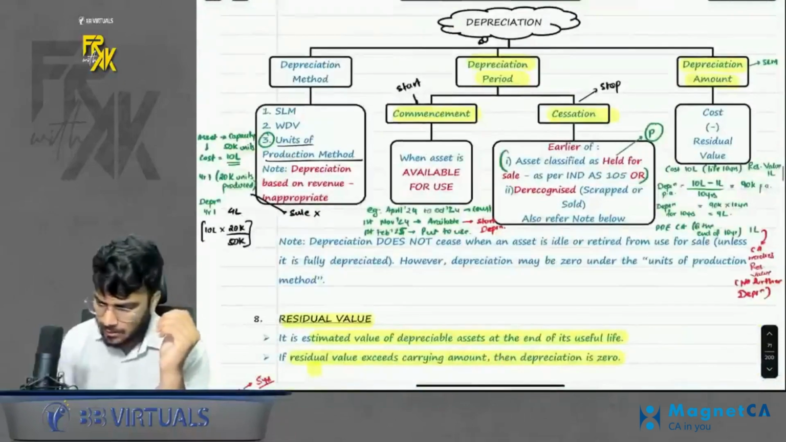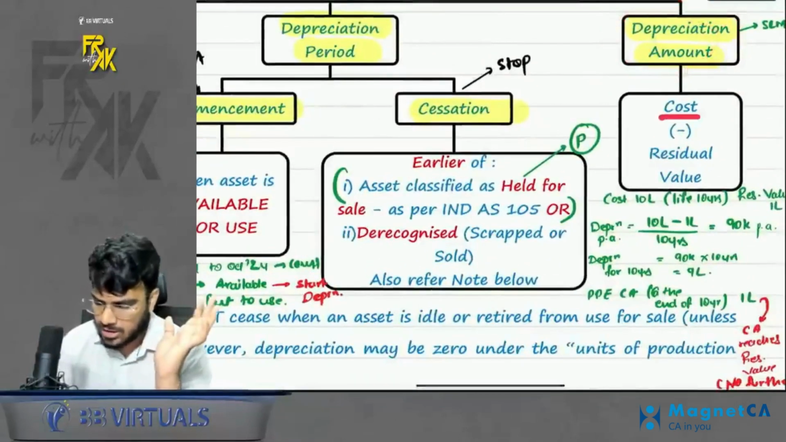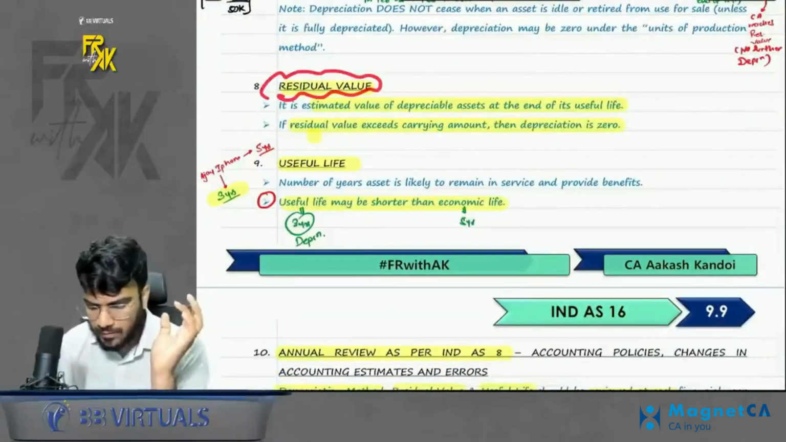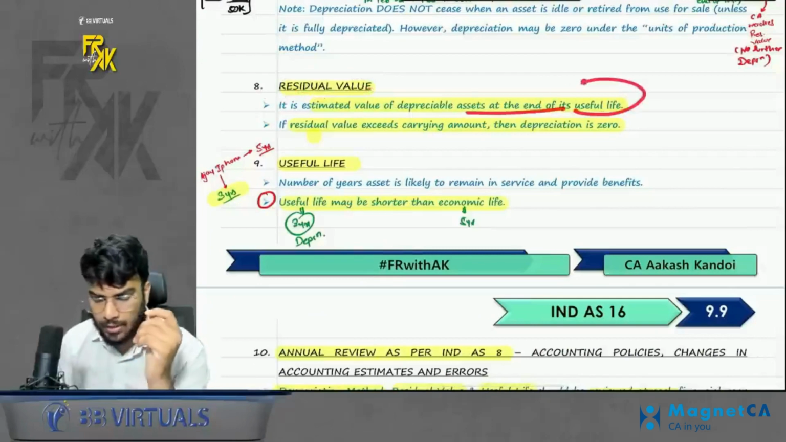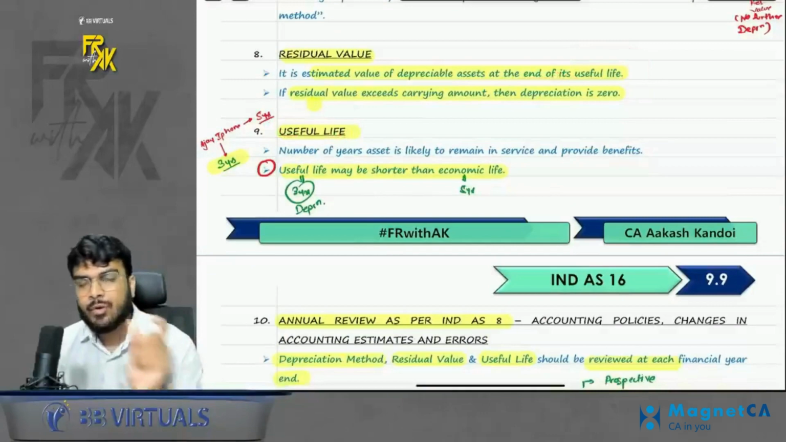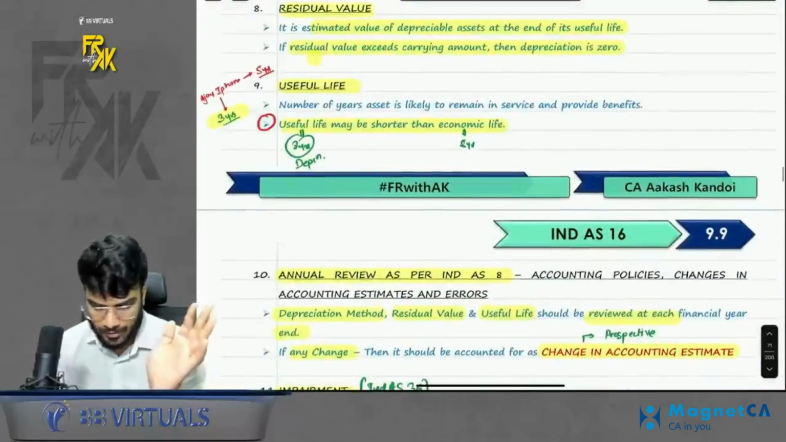The next point is depreciation amount. The maximum depreciation amount of an asset is cost minus residual value. Do remember this point. Next, what is the meaning of residual value? It is nothing but the value of the asset at the end of the useful life. What is the meaning of useful life? Useful life means the life during which you will get the economic benefits of the asset. It might be shorter than the economic life.